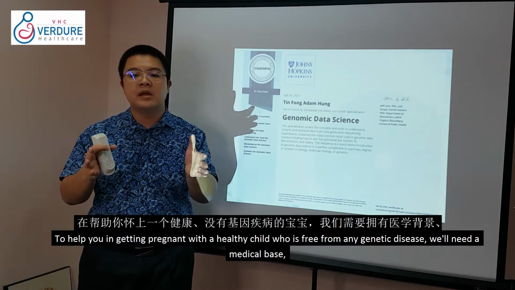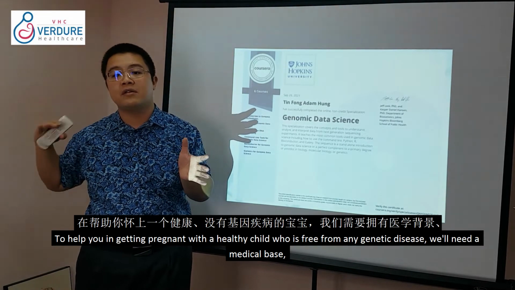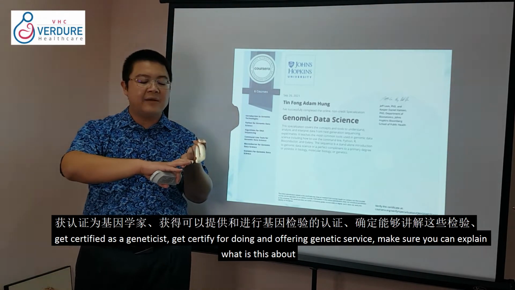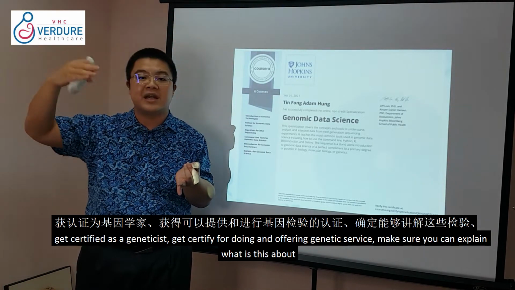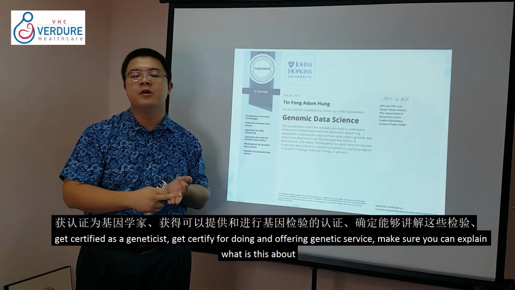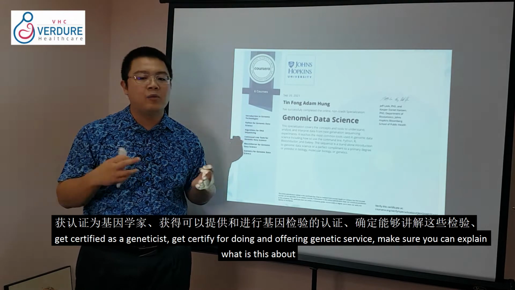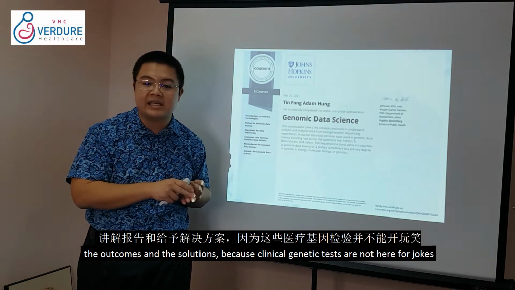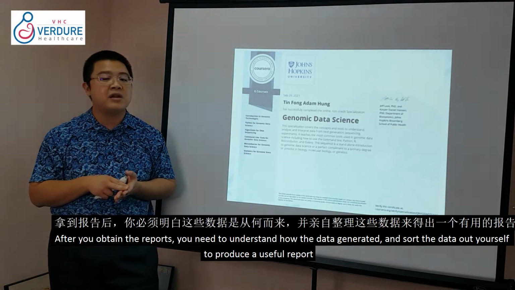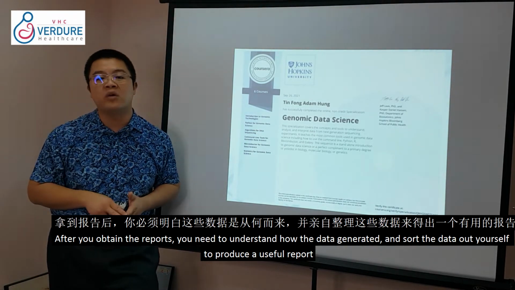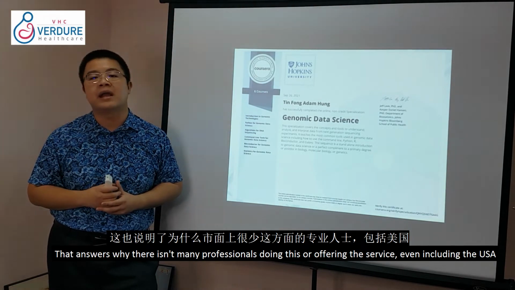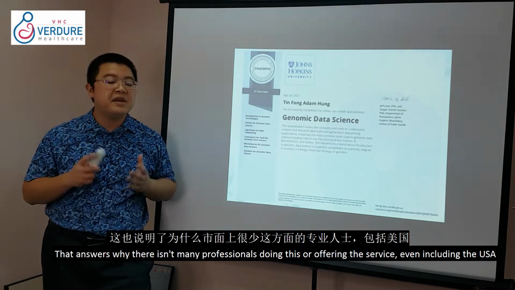So in order to help you get pregnant with a healthy child without inherited genetic diseases, what we would need is a base medical qualification. Of course, you can be a doctor, all right? You need to get certified as a geneticist after you've got your base certification as a medical professional. Secondly, you will need to get certified for doing genetic tests and offering that to other people. Make sure you can explain what this test is all about, what the outcome is and what the solution is, because these are clinical genetic tests. They are not here for jokes, all right? And then after you've obtained the test reports, you need to understand how data are generated, and if necessary, sort the data out yourself in order to produce a useful report. All right, so that is the answer to why there aren't many professionals in the market doing genetic testing and offering this kind of service, even including the USA.